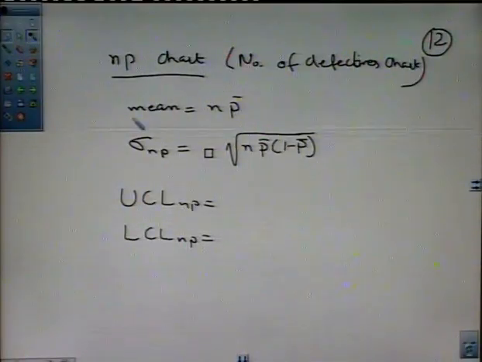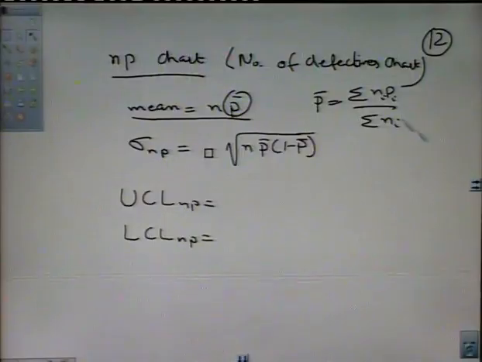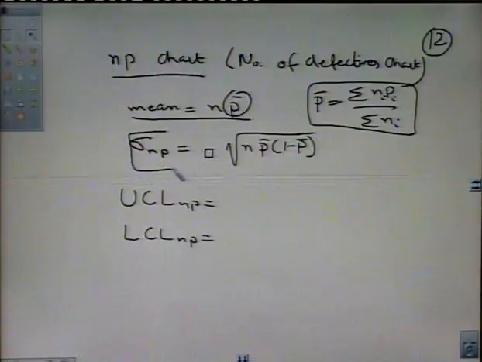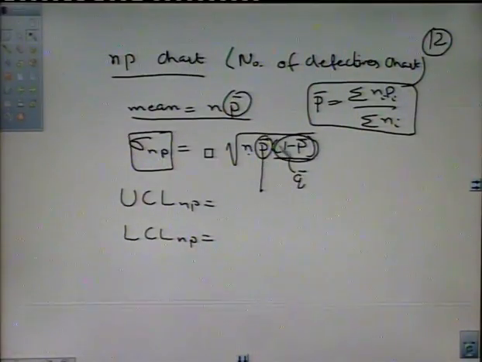Now, the mean of the NP chart is NP bar. We know that the value of P bar is equal to sigma Ni Pi divided by sigma Ni. We have already calculated it in the previous case. Now, the standard deviation of the NP chart is equal to under root NP bar into 1 minus P bar. It is also known as Q bar. P bar is the fraction defectives, the probability of occurrence of the defectives, and Q bar is the probability of occurrence of the good, non-defective items.